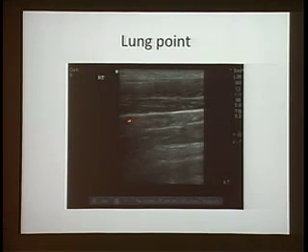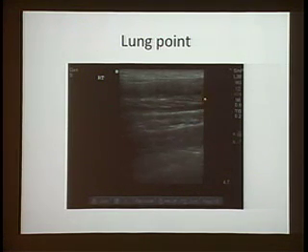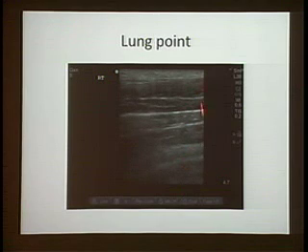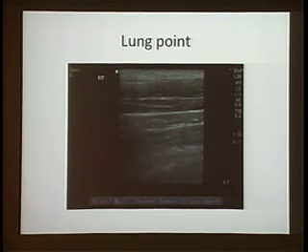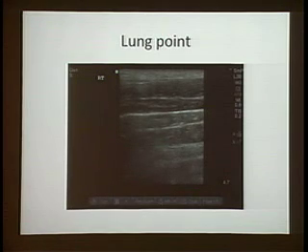Look how beautiful. On the left, you see the sliding sign. You see the comet tails. And here you see nothing. You see just a reverberation and nothing's moving. That's a lung point. That's the interface between a pneumothorax and a lung that is expanded.